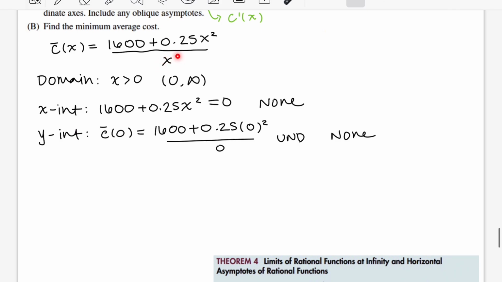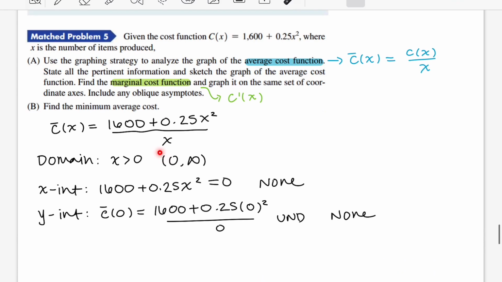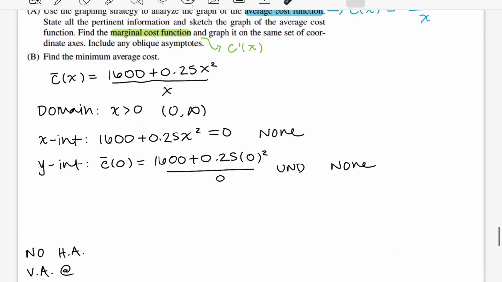And the degree of this guy is 1, so that means our n is equal to 1. So this tells us that we have this case here where our m is greater than n. And in this case, this tells us that our function does not have a horizontal asymptote. So we can conclude no horizontal asymptote. And then we do know that we're going to have a vertical asymptote at x is equal to 0, since our function is undefined there.